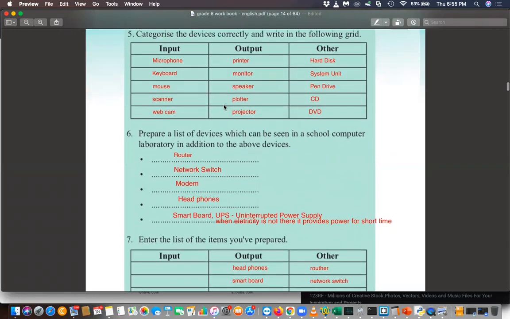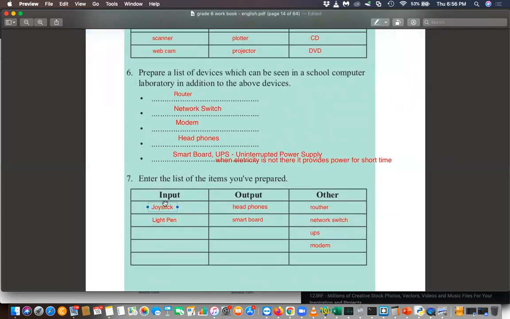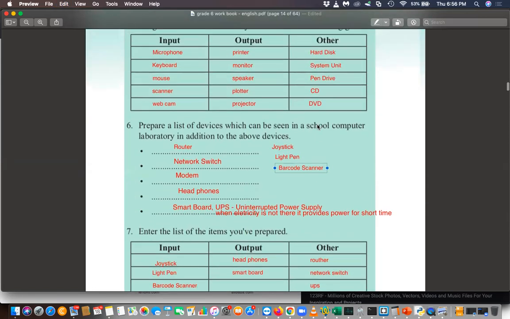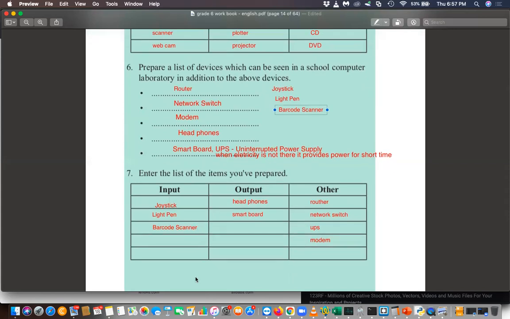Additional input devices, anything? You can add joystick, yes. If you want you can add joystick here. Light pen, yes, joystick, light pen. When you add in this you have to add that to this list too, joystick, light pen. Barcode scanner maybe. Yes, barcode scanner. Okay, so then you can add those to this list.